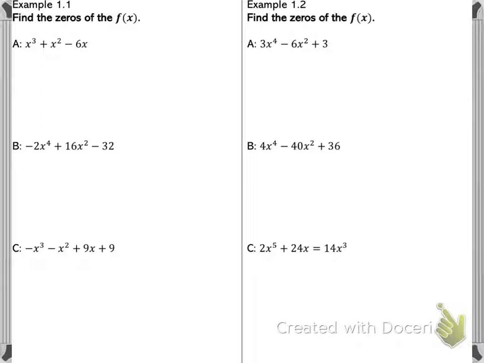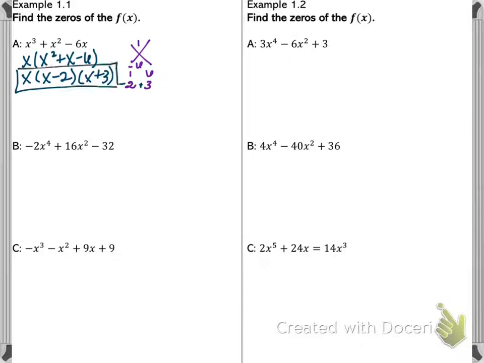So in example 1.1a, the one over here on the left-hand side, my GCF is going to be x, and I'll get x squared plus x minus 6. From here I can do my x factor, and I'll see that 2 and 3 is what I need, specifically a positive 3 and a negative 2. So we'll say x times x minus 2, x plus 3.